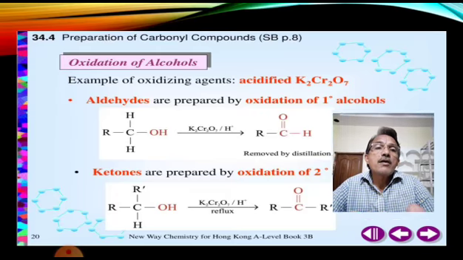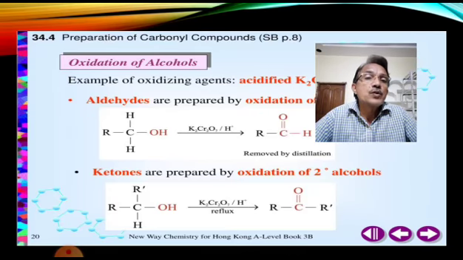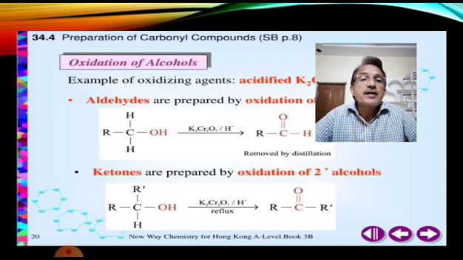Secondary alcohols upon oxidation give a ketone. So ketones are prepared by oxidation of secondary alcohol. R2CHOH, with K2Cr2O7, H plus, reflux, gives rise to RCOR'. It means that a secondary alcohol on oxidation by acidified potassium dichromate gives a ketone. Anyhow, by the oxidation of primary alcohol we get an aldehyde. By the oxidation of secondary alcohol we get a ketone.